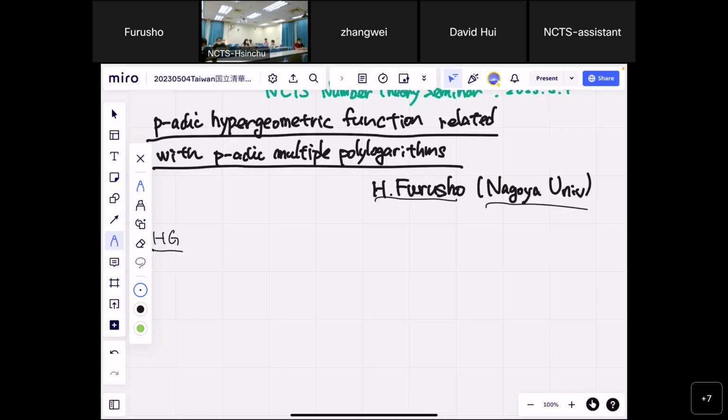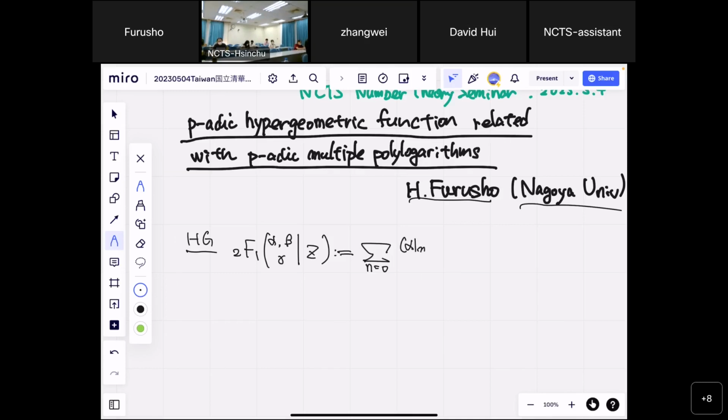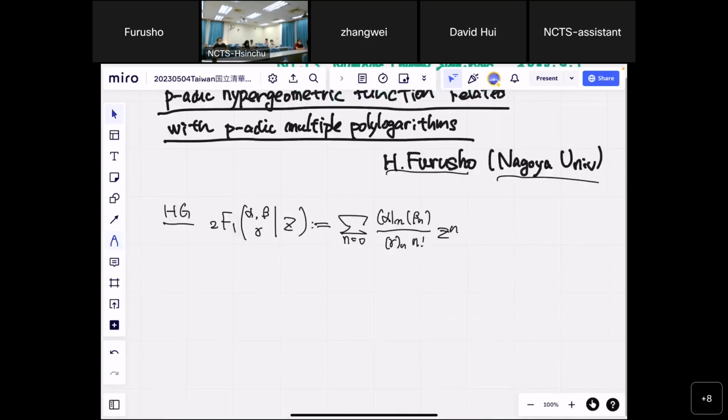So let's start. What I will talk about is the p-adic hypergeometric functions and the p-adic multiple polylogarithm. What is HG? HG stands for hypergeometric functions. This is a hypergeometric function, 2F1 of alpha, beta, gamma, and z. It is defined as the infinite summation from n equals 0 to infinity of the Pochhammer symbol (alpha)_n (beta)_n over (gamma)_n n factorial, times z to the n. Okay, this is the definition.